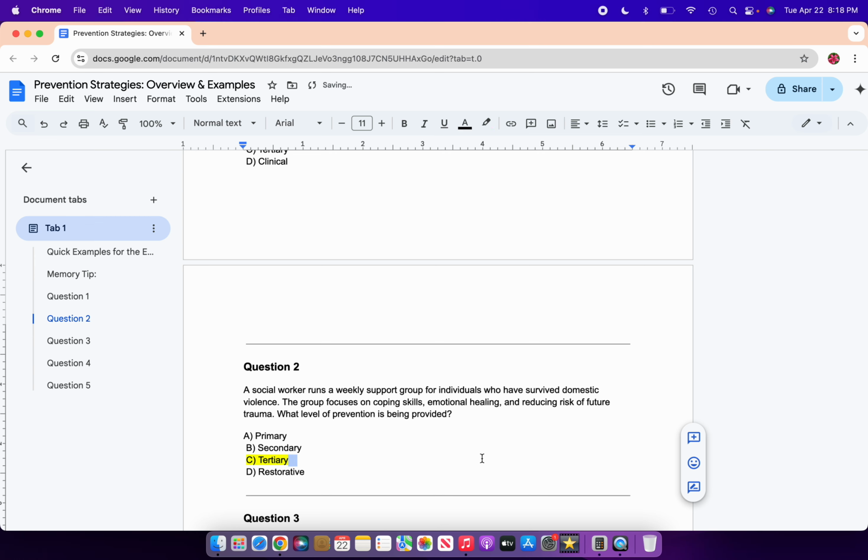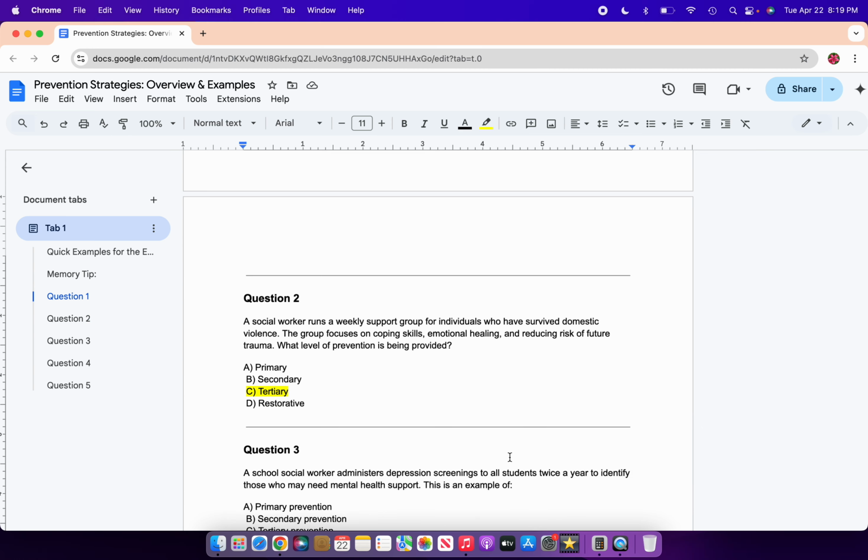So the reason why it's C, individuals have already experienced harm, right? We are working with people who are domestic violence survivors. Okay? This group is there to kind of help reduce long-term effects of the trauma. We are treating something long-term. We're trying to reduce the impact of the problem. That is why C is the correct answer.